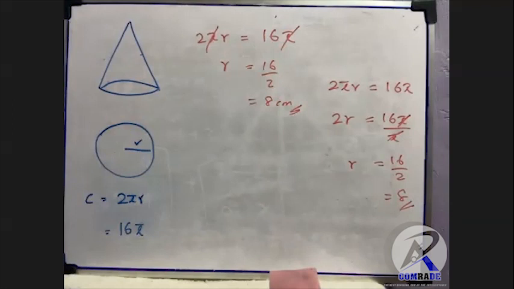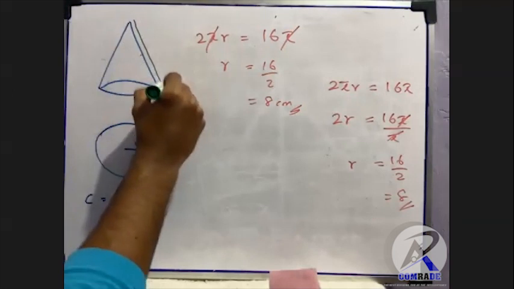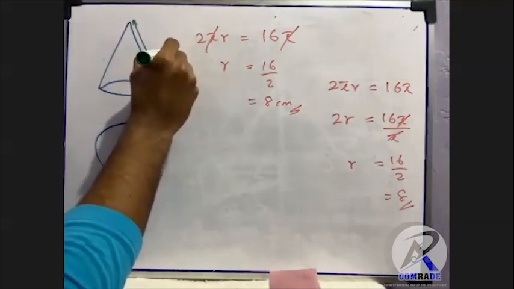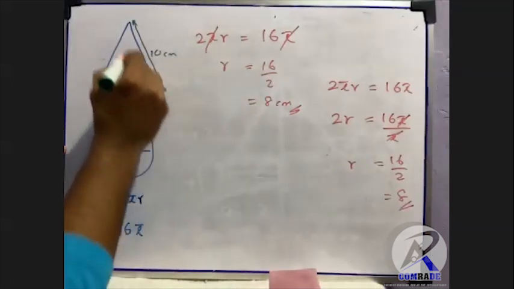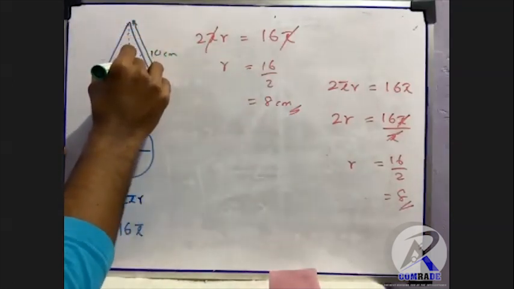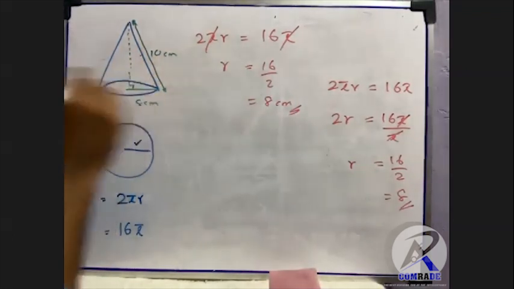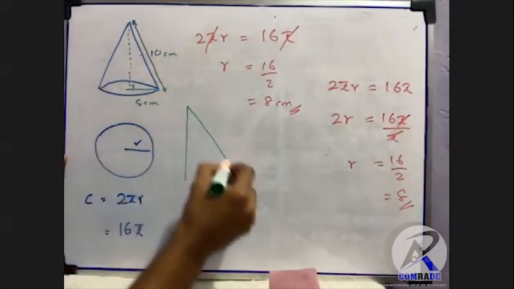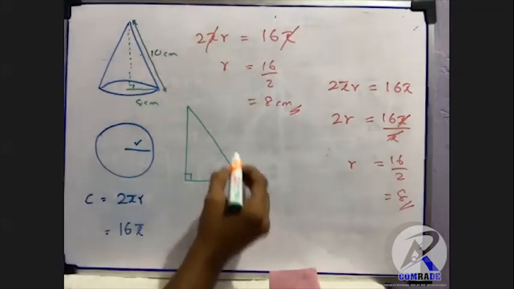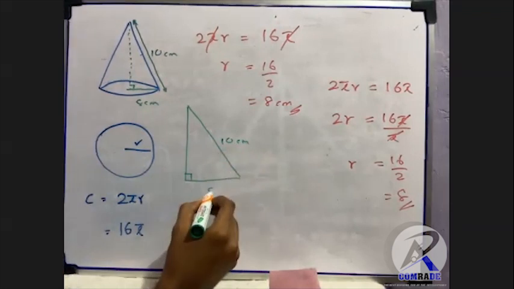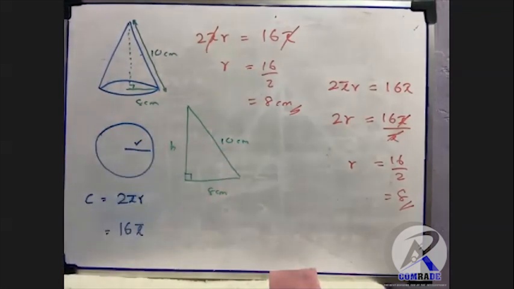And they ask for the perpendicular height if the slant height is 10 centimeters, right? Okay, so slant height means this one, right side. It is 10 centimeters they have given. We already found the radius. It is 8 centimeters. And they ask us to find the perpendicular height. If it is perpendicular height, I can see something like this. Like a triangle, right? Just 90 degrees. Okay, so here 10 centimeters. Here 8 centimeters. I need to find the perpendicular height.